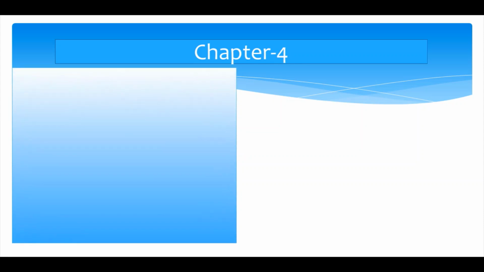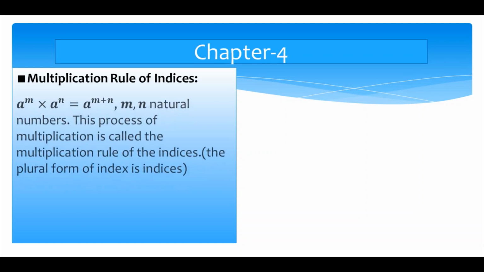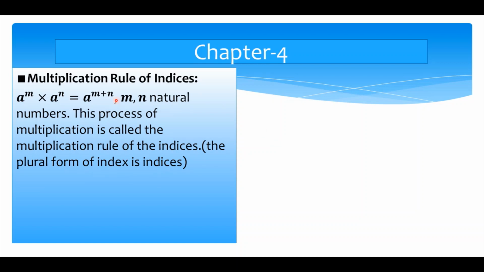Let's see another example. Before that, we will know another rule, the multiplication rule of indices. That is the rule. You can see a to the power m multiplied by a to the power n equals a to the power m plus n, where m and n are natural numbers. This process of multiplication is called the multiplication rule of the indices. The plural form of index is indices. That means if the base is the same, then we can add the powers.